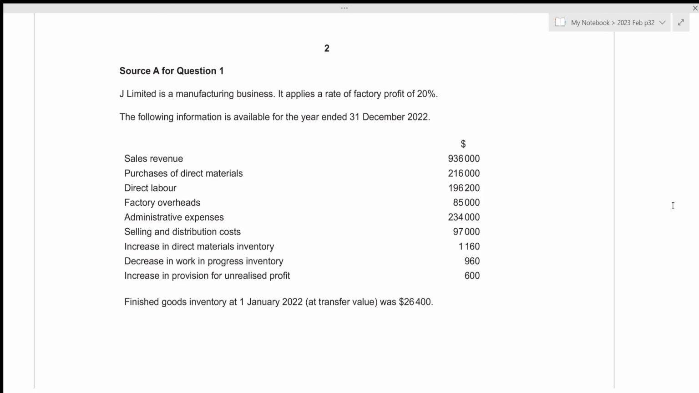Hi everyone, in this video we will be going over A-Level Accounting 2023 February-March paper 3-2. This is a structured paper 3 which consists of 3 questions, all of them worth 25 marks. We're also given a time limit of 1 hour and 30 minutes, which means that ideally we should be spending about 30 minutes to solve each question. In this video as well, we will be attempting to solve question number 1 in under 30 minutes.